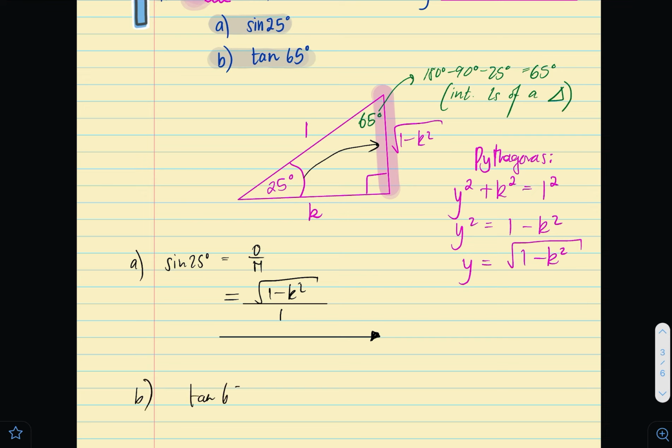And then tan 65, opposite over adjacent according to SOHCAHTOA, but watch out, we're now taking the reference point as 65, so opposite to 65 is k, and adjacent to 65 is the side that is not the hypotenuse, 1 minus k squared.